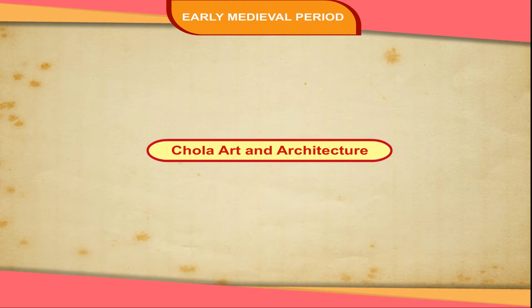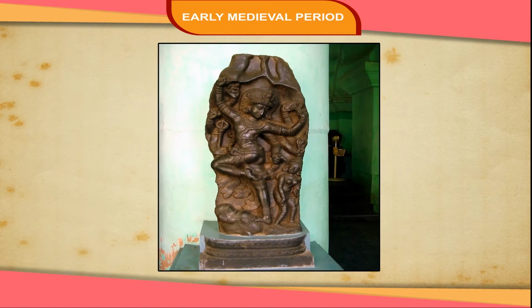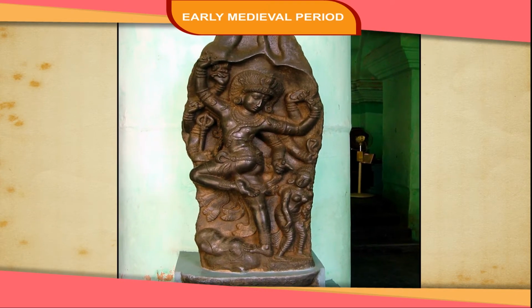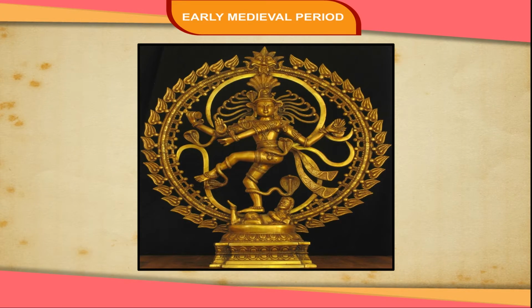Chola art and architecture. Chola artists created and perfected bronze sculptures which were worshipped as living entities. Graceful elegance characterized the primarily religious bronze sculptures of the period. The most famous example is the Nataraj or the dancing Shiva.